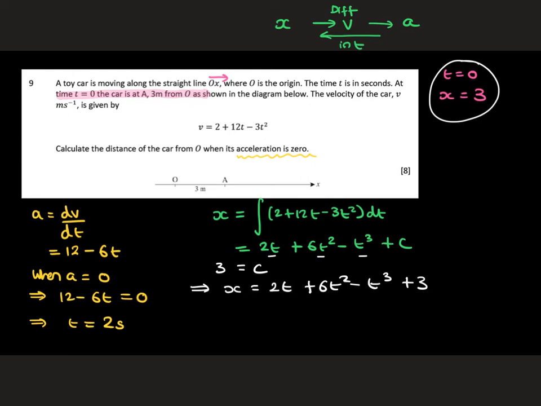Now, we're interested in what the distance travelled is at 2 seconds, so substitute in t equals 2, and let's see what we get. And we get an answer of 23 metres.